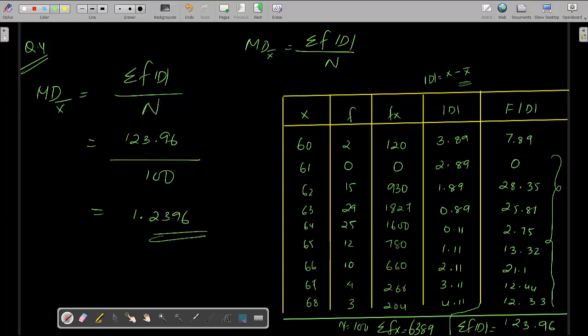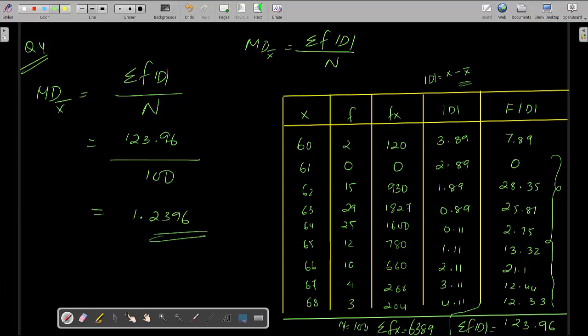If you look into your textbook, the answer is 1.115. However, we got 1.239. Since all the calculations are correct, the answer is also correct. All right, so you can make the changes in your textbook. There are so many mistakes in the textbooks as well. So I want you to change the answer. That is 1.2396, not 1.115. So the mean is correct, 63.89, and our mean deviation is 1.2396. So this is how we calculate mean deviation from mean.